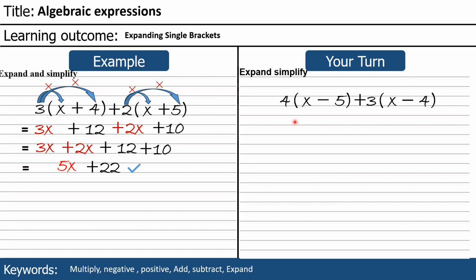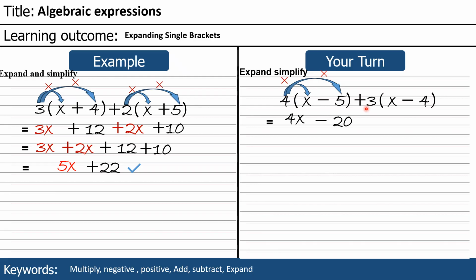Okay, remember to multiply throughout your bracket with your multiplier. Your multiplier here is 4. So 4 multiplied by x is 4x. And then 4 multiplied by negative 5 is negative 20.